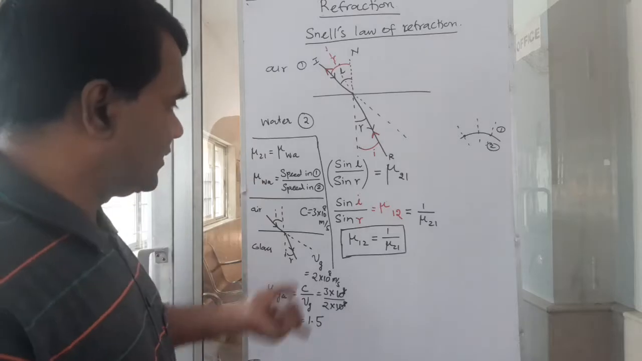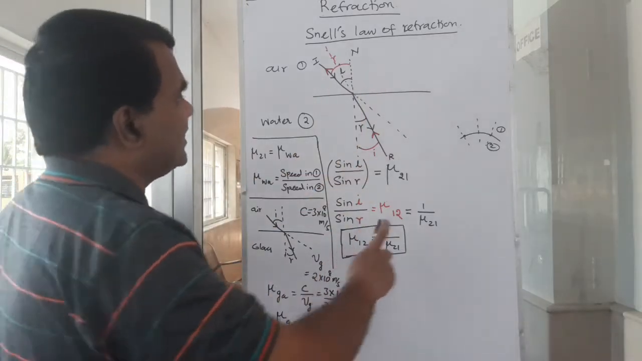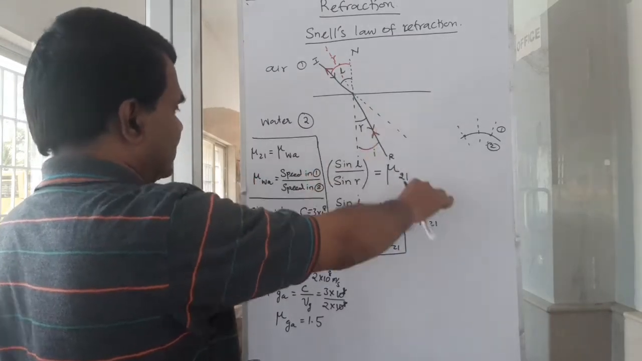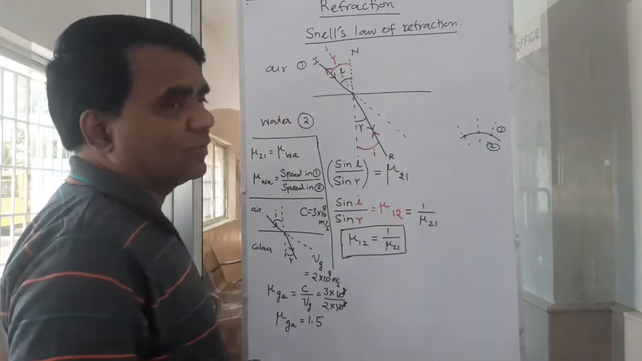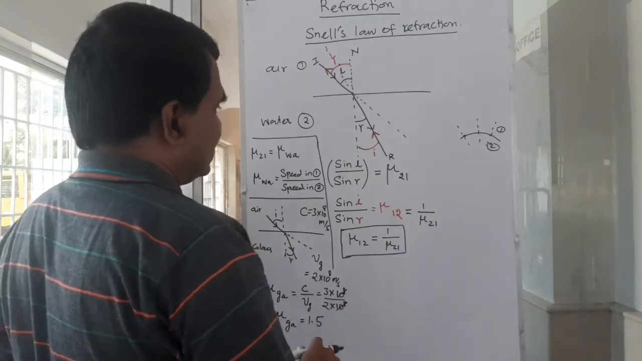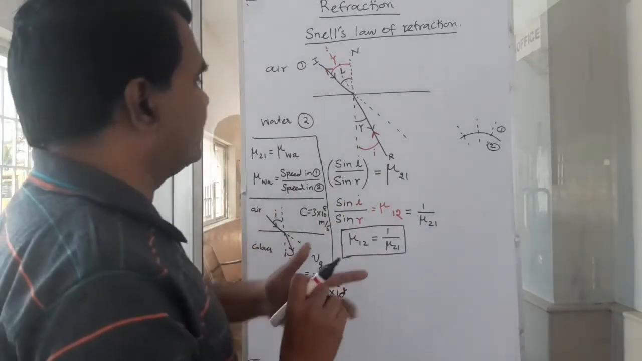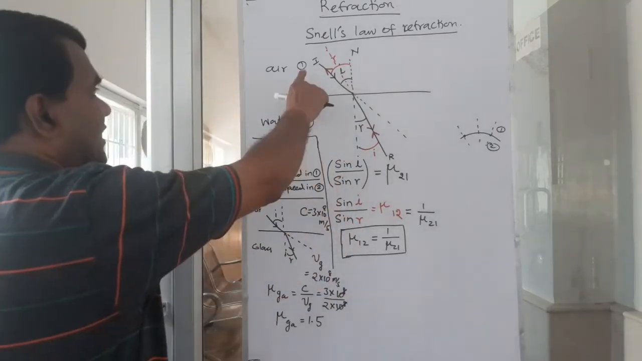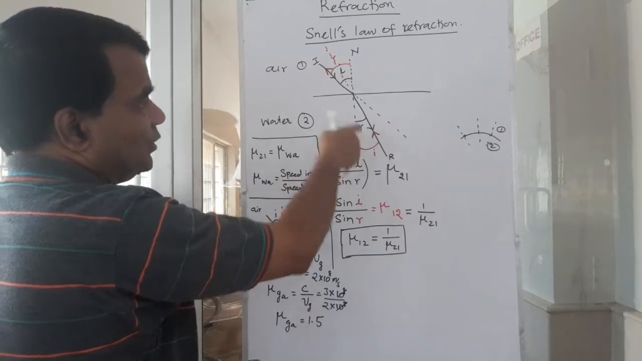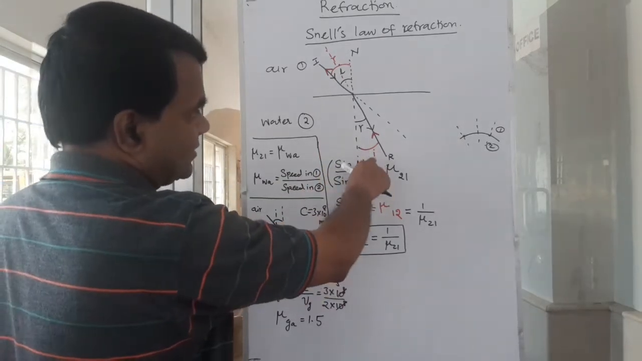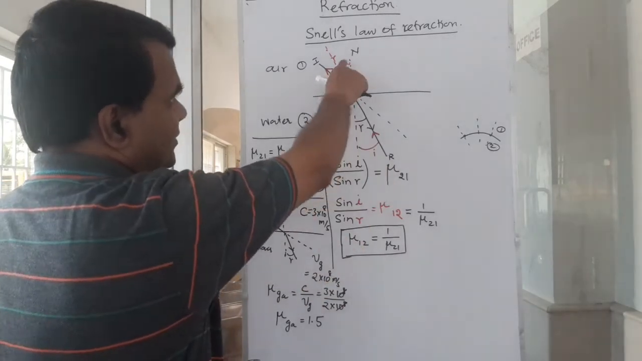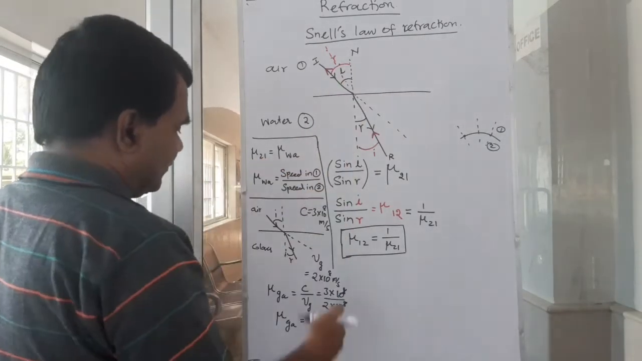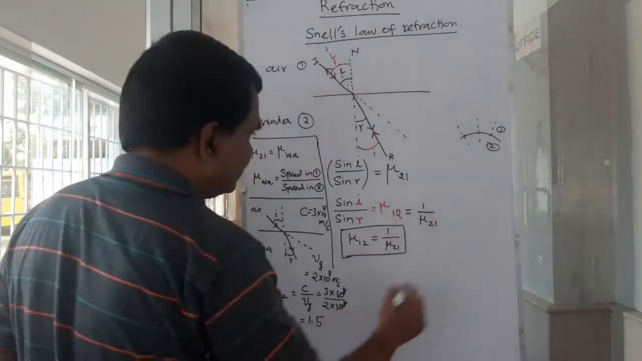Okay? But look at the other way. Suppose I'm sending it from here, from water or glass to air. If we do it the other way around, then what happens here? Then in that case, what is the refractive index of air with respect to glass? The refractive index of air, the second medium, with respect to glass will be, now sin I will be this and sin R must be this. You know that now the denominator must be greater in the other way.